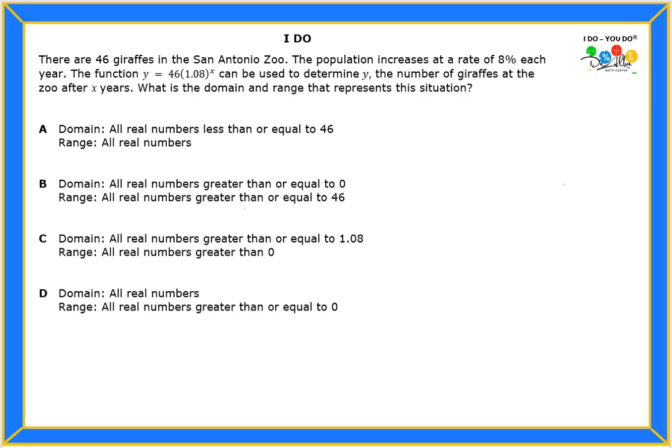And it says, there are 46 giraffes in San Antonio Zoo. The population increases at a rate of 8% each year. The function y equals 46(1.08)^x can be used to determine y, the number of giraffes at the zoo after x years. What is the domain and range that represents this situation?